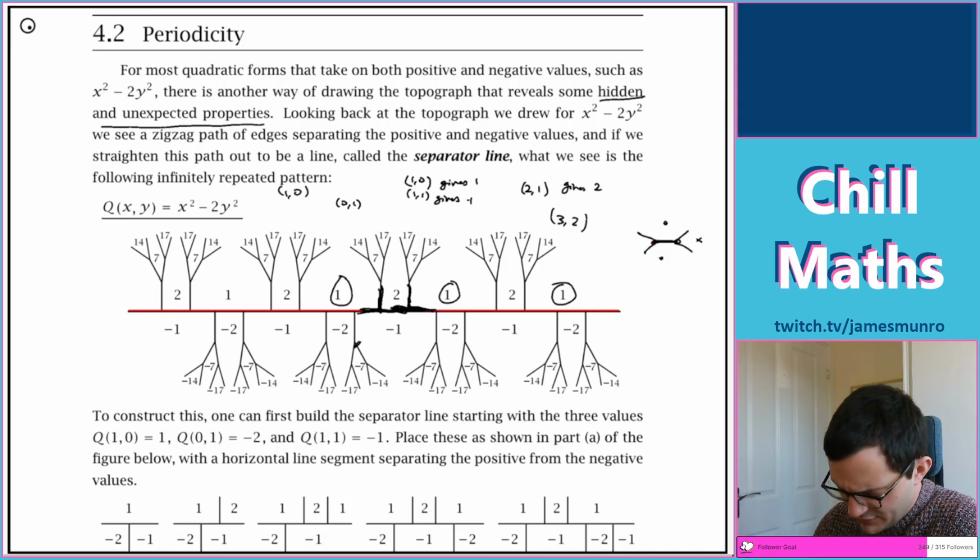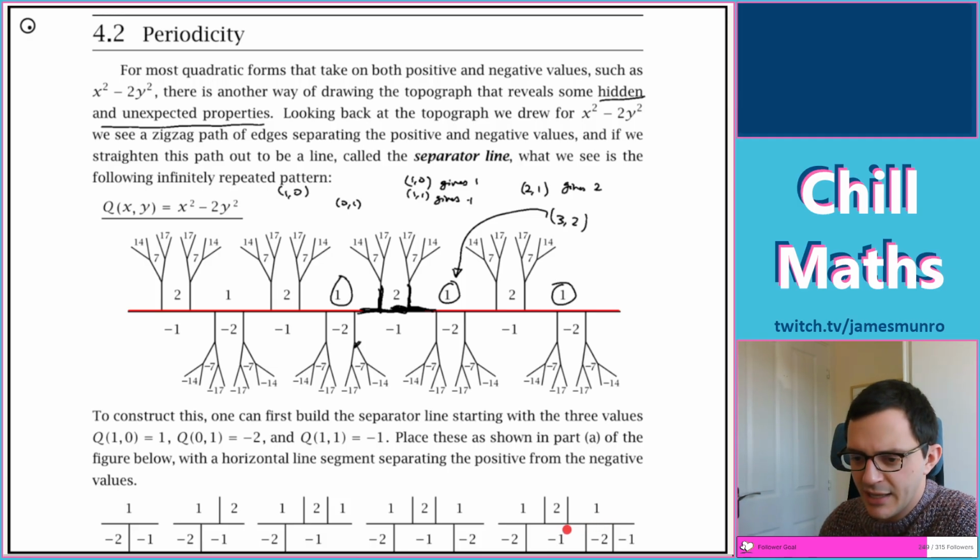So we should just keep calculating medians. We should keep adding together vectors. So 3, 2 gives that solution. Let's see if we can walk across. I can see this happening down here.